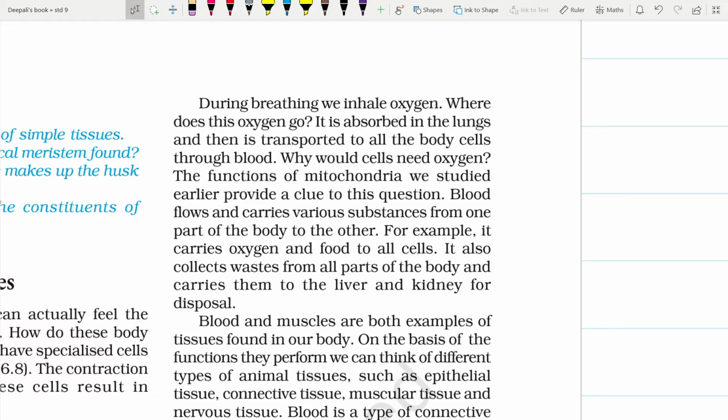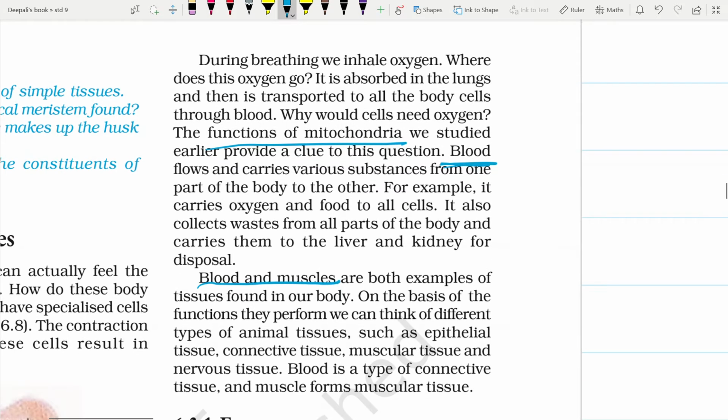So we know the function of mitochondria. We know the function of blood in the body. We know the function of muscle cells. So blood and muscles are both examples of tissues found in our body. On the basis of the function they perform, we can think of different types of animal tissues.